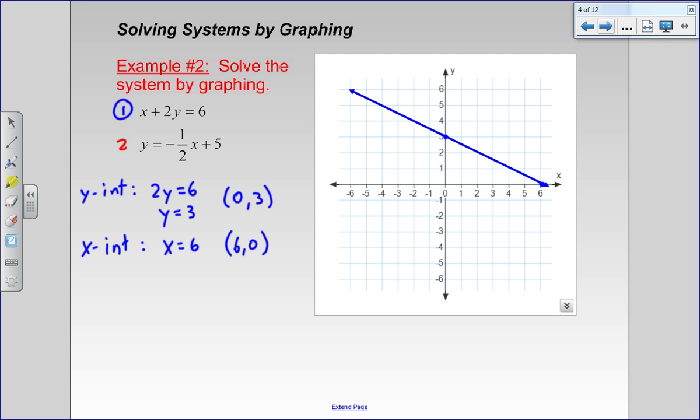Let's move to the second equation. Y equals negative 1/2 x plus 5. It's in slope-intercept form, so we can identify the slope as negative 1/2 and the y-intercept as the point 0, 5.